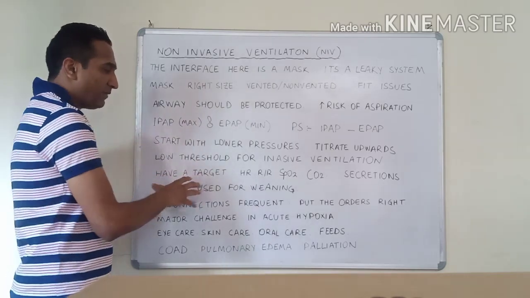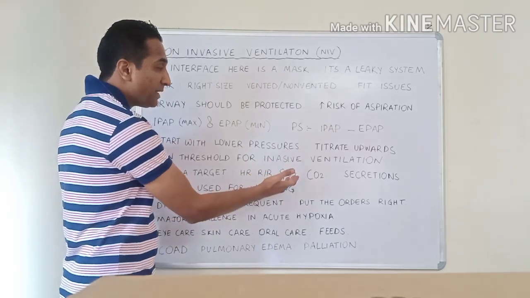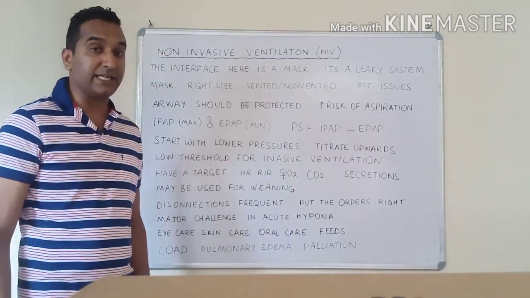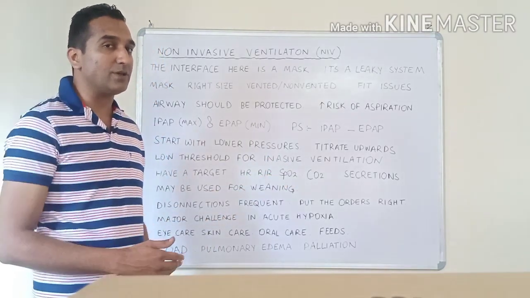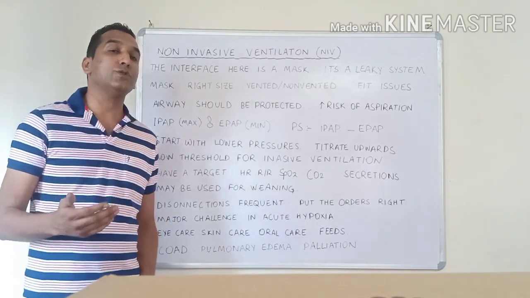Have a target in mind, what you started with. It could be the heart rate, the respiratory rate, the saturation, or maybe a repeat ABG to look at carbon dioxide levels and to see whether they are coming down or not. Improvement should be recorded over the first 2 hours.